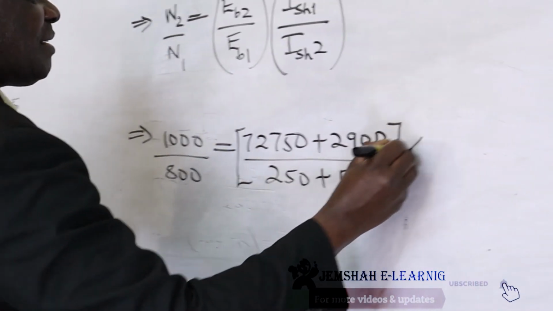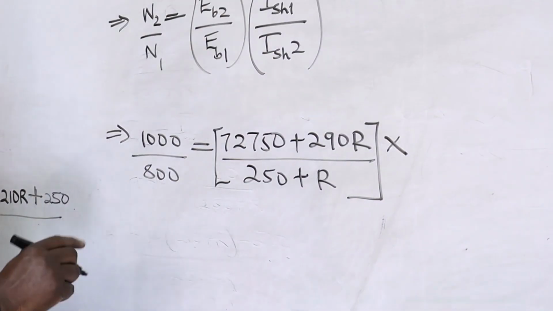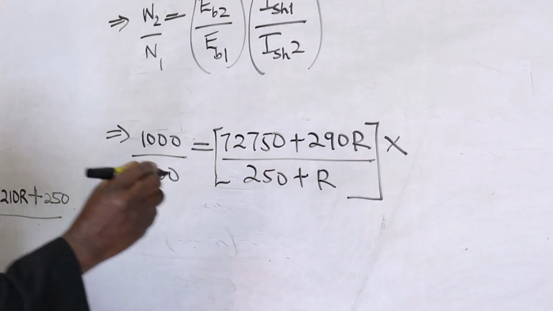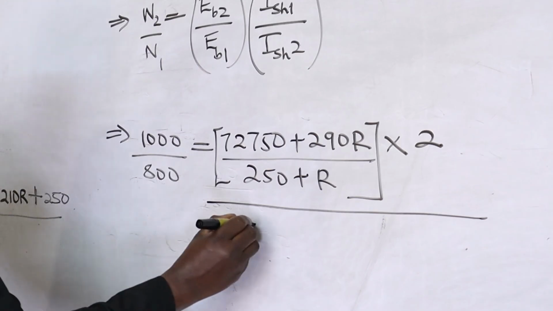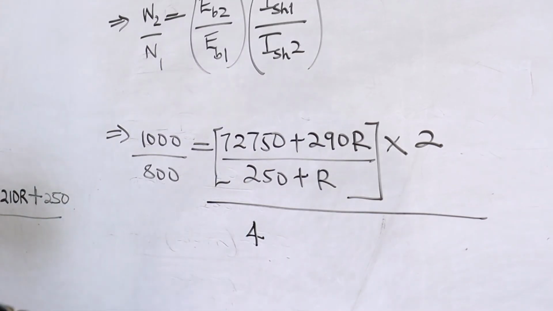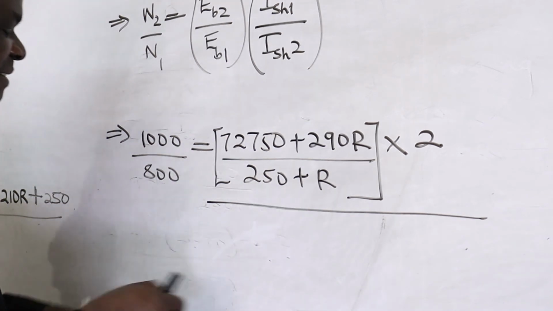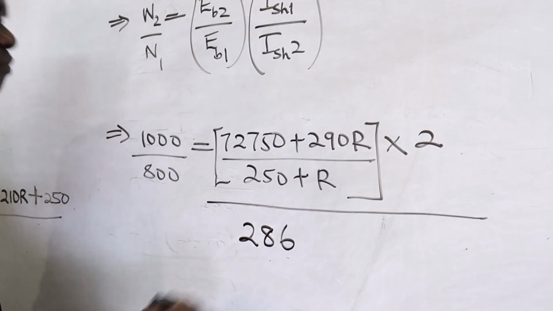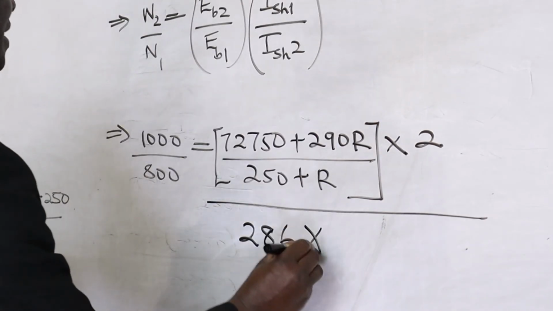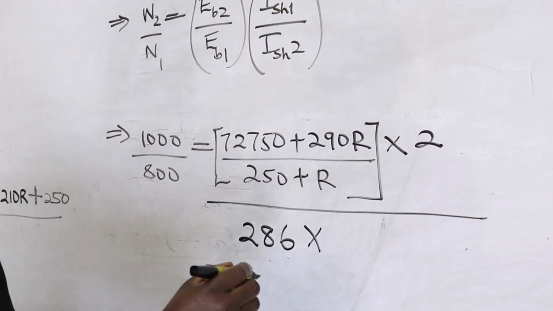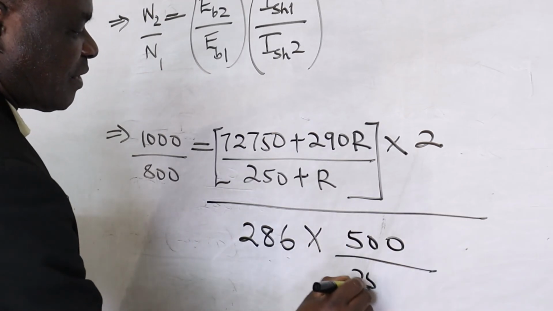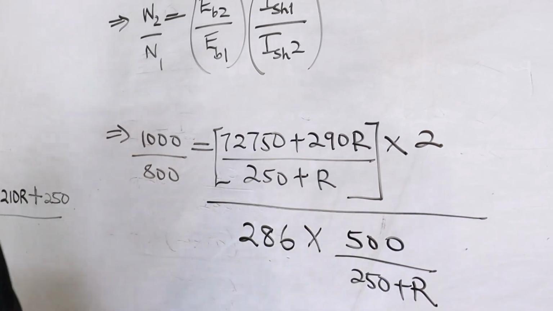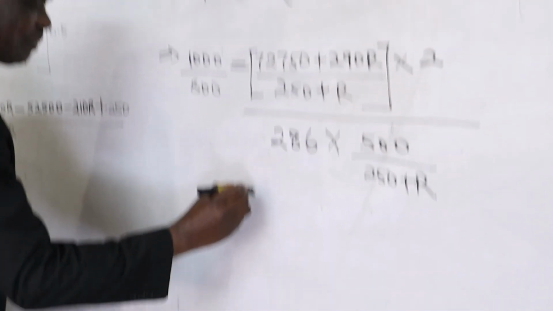We multiply it by I shunt 1, which was 2 amps, divided by EB1, which was 286. EB1 was 286. Times now I shunt 2, which is 500 all over 250 plus R, which simplifies to 2.